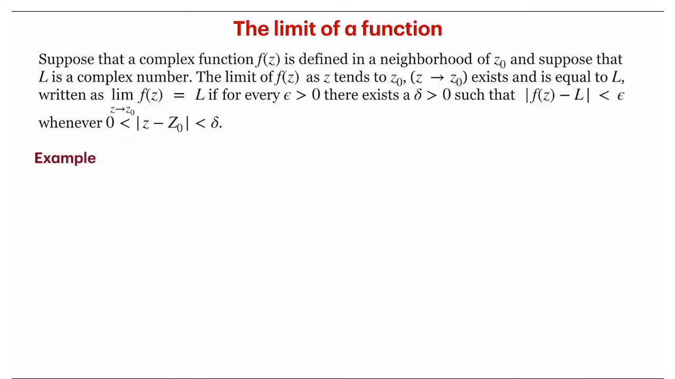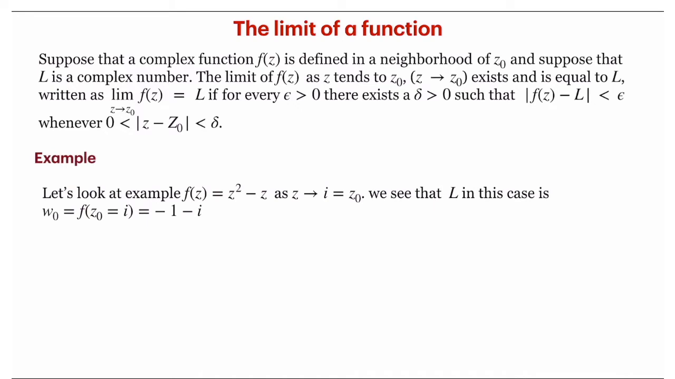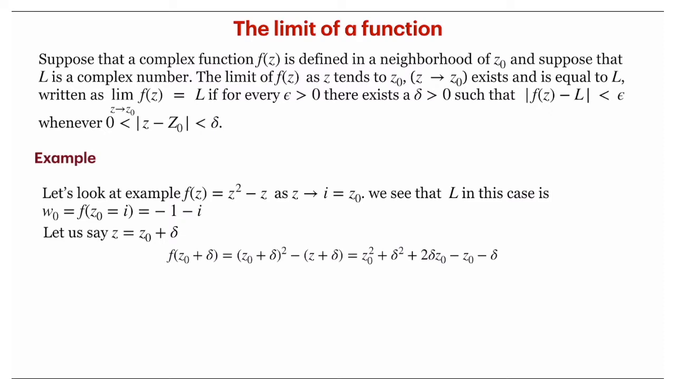Let's take an example. The function is f(z) equals z squared minus z, as z goes to i, which is z0. And we see that in this case L is the same as w0 because I have taken a smooth continuous function. f(z0), which is f(i), is equal to minus 1 minus i. Now let's define z equal to z0 plus delta. So it's a small neighborhood around z0, and then we see what kind of values it maps to from domain to image.